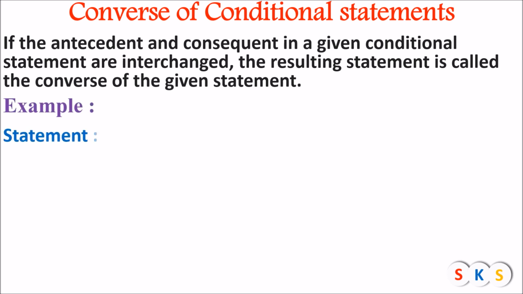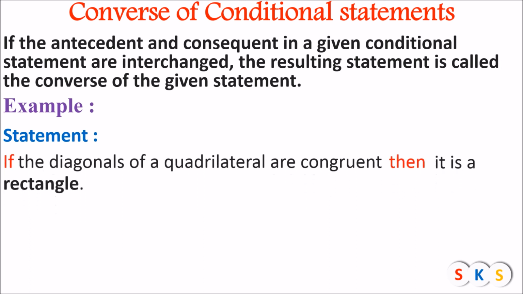So we will take one statement. If the diagonals of a quadrilateral are congruent, then it is a rectangle. It is a conditional statement, right? Or you can say it is an if-then form statement. Now we need to write the converse of this conditional statement, right? To get the converse of a conditional statement, what will we do? We will interchange the antecedent and consequent of this statement.